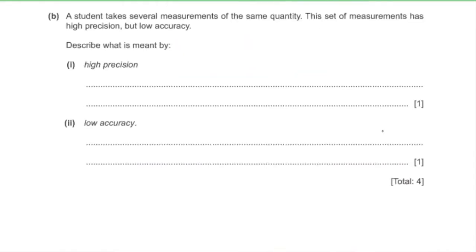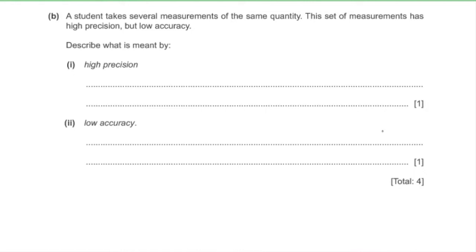Part B, a student takes several measurements of the same quantity. This set of measurements has high precision but low accuracy. Describe what is meant by part 1, high precision. So how is precision different from accuracy? Precision has something to do with the instrument or the process you're using to get those set of values. And precision is also about the difference in the measurements that you are taking. If the difference is very less, I can say that the values you're calculating are very precise, while accuracy is how close your calculated value is to the true value.